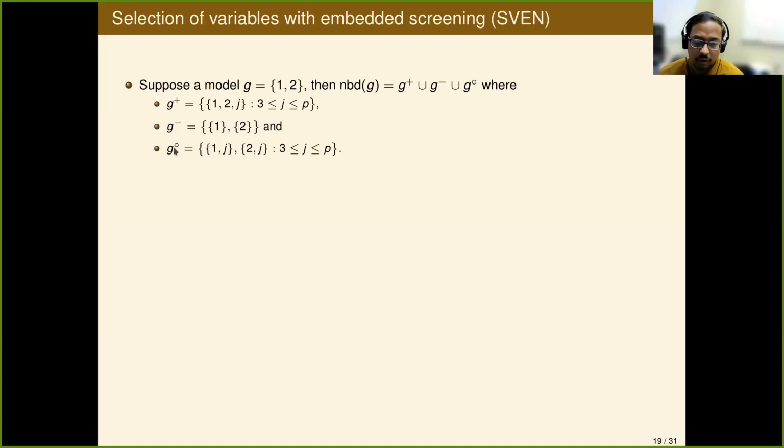And the swapped neighbors of G, called G naught, are where we replace one of the existing variables by a variable that's outside. So these are {1, j} for every j between 3 and p, and the models consisting of {2, j} for every j from 3 to p. So these are all the neighbors of G that differ from G by at most 2 variables. G plus and G minus differ by 1 variable, G naught differs by 2 variables. So we consider this neighborhood, and then we compute the unnormalized posterior mass of all G prime in the neighborhood of G.